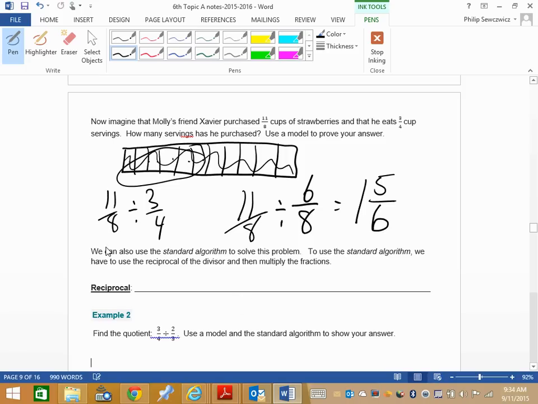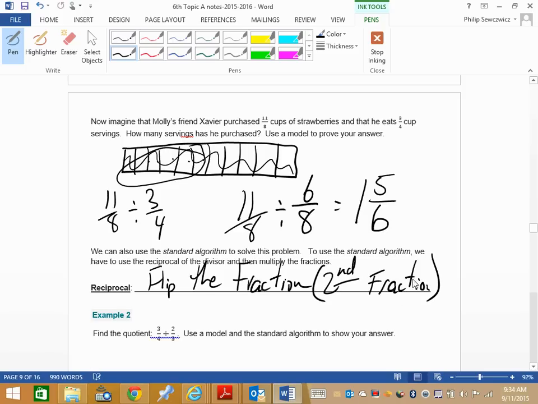It says we can use the standard algorithm to solve this problem. To use the standard algorithm, we have to use the reciprocal of the divisor and then multiply the fractions. Reciprocal means simply to flip the fraction. Now, it says the divisor. So which fraction is that? The divisor is the second fraction. So watch what ends up happening here.